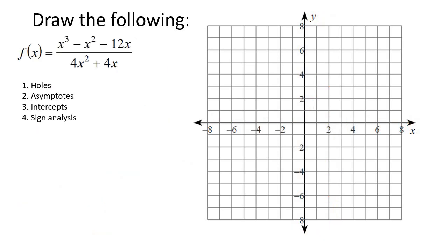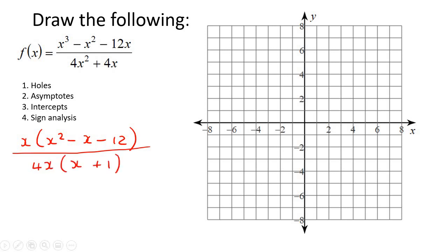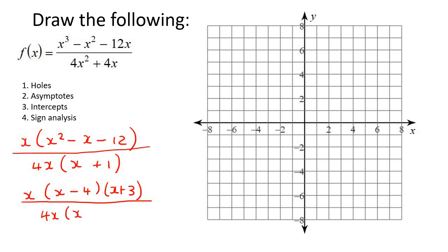Here's our next example. So step 1, factorize. So we're going to factorize the top. You could take out an x, and then you'd be left with x squared, take away x, take away 12. And then at the bottom, you can take out a 4x, and you'd be left with x plus 1. Now we can still factorize that trinomial as x take away 4, x add 3. You may just want to pause and make sure you agree with me on that. And then 4x, and then x add 1. Okay, so there we factorized.